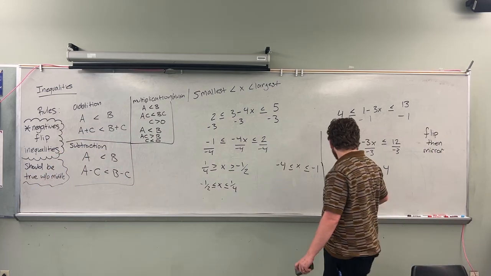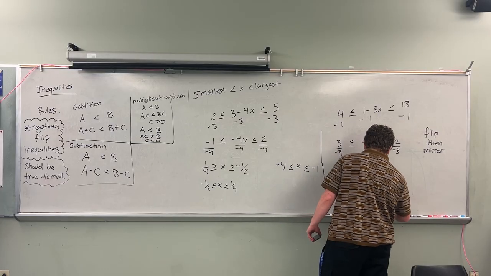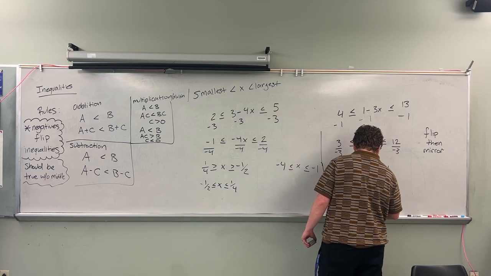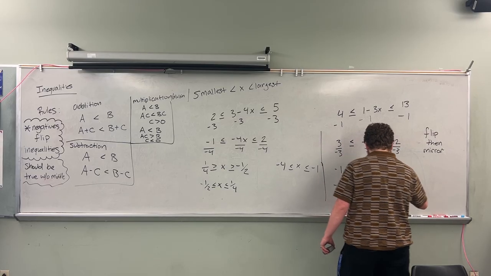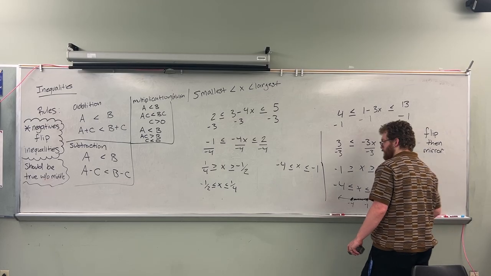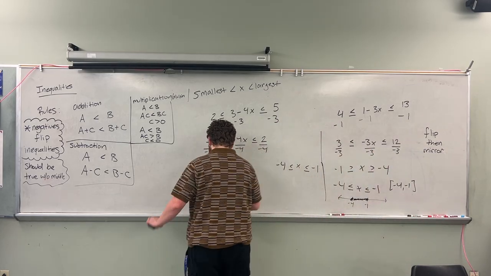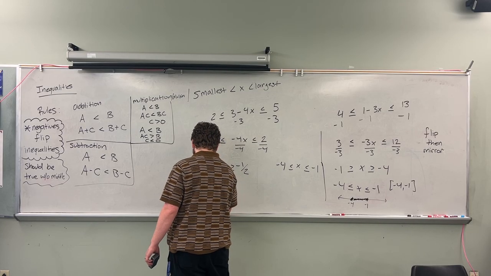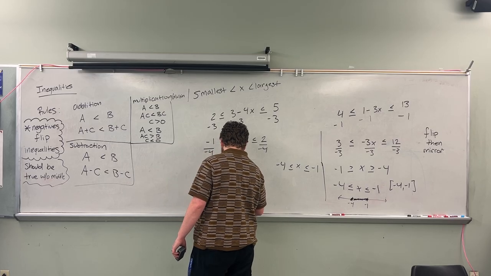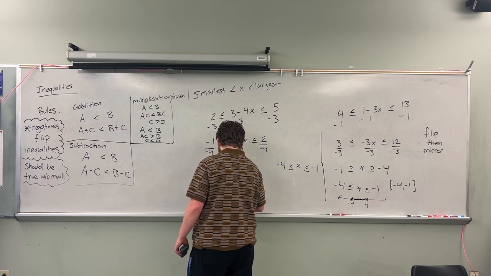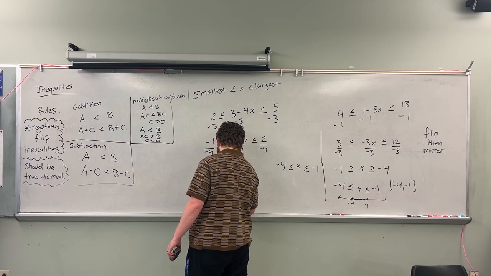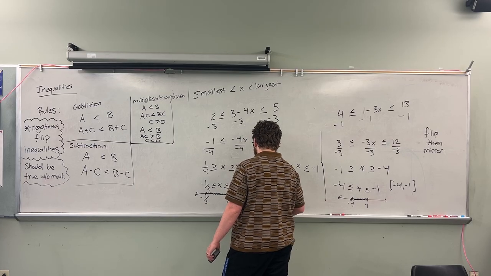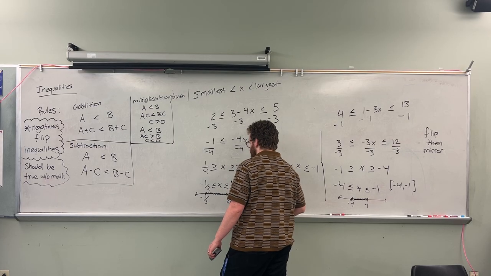And then again, we can graph this. I didn't graph this one either. That's -4, -1, closed circles, and everything in between. And same thing here. -1/2 on my number line to 1/4. Closed circles and everything between. And that tells me my interval is square bracket, -1/2, 1/4 square bracket.